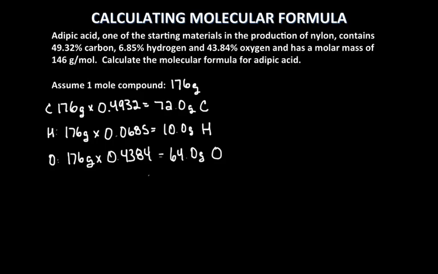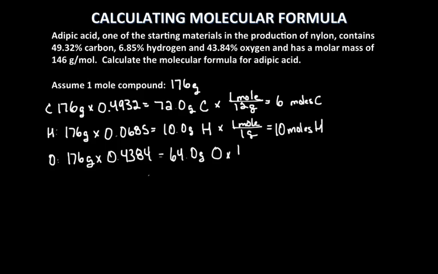So now we have the masses of all of those elements, and what we need is the moles of them. So again, we use the molar mass. For carbon, 1 mole has a mass of 12 grams, so that's 6 moles of carbon. For hydrogen, 1 mole has a mass of 1 gram, so that's 10 moles of hydrogen. And for oxygen, 1 mole has a mass of 16 grams, so that's 4 moles of oxygen.